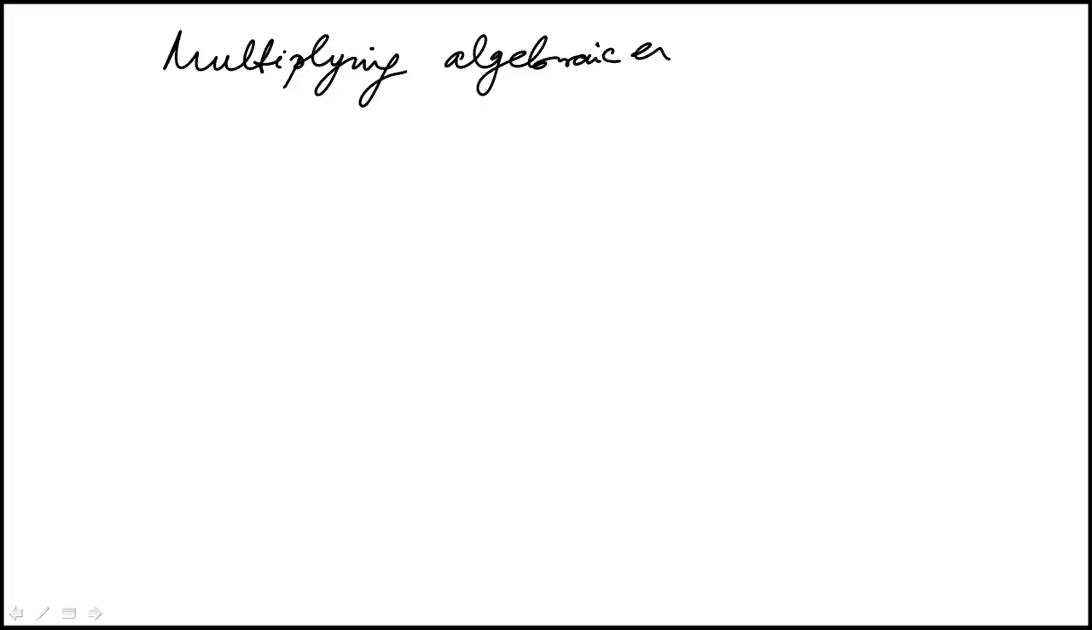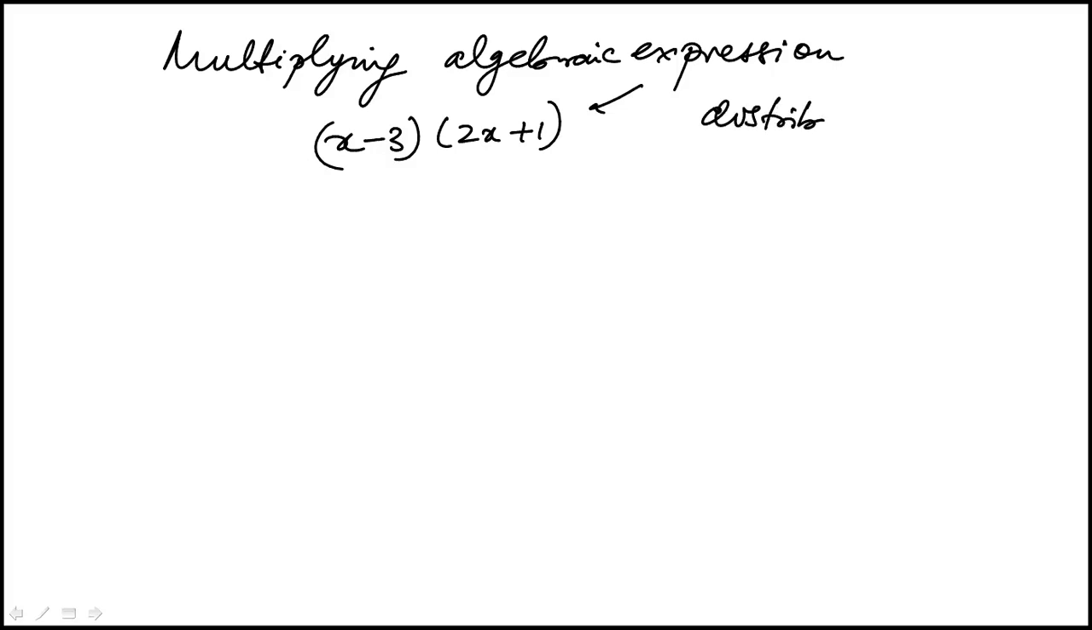The next concept is multiplying algebraic expressions, and these are terms that may be added. A good example of this would be something like this: x minus 3 times 2x plus 1. So we have to do some kind of an expansion, but I want to go over what the basis is, the distributive law.